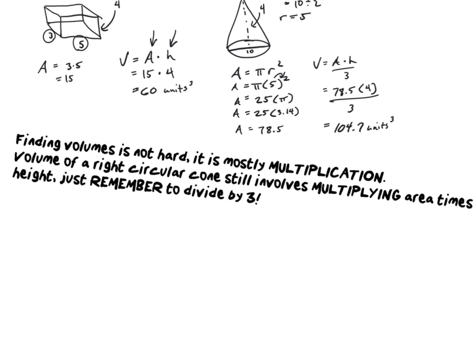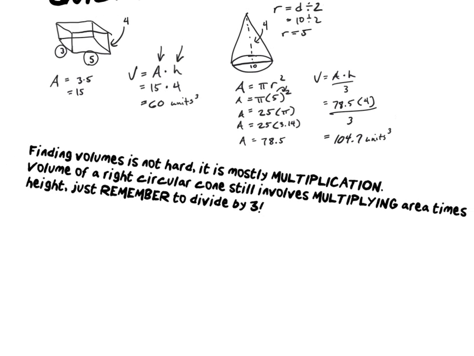So finding volumes is not hard. It is mostly multiplication. Volume of a right circular cone still involves multiplying area times height. Just remember to divide by 3.